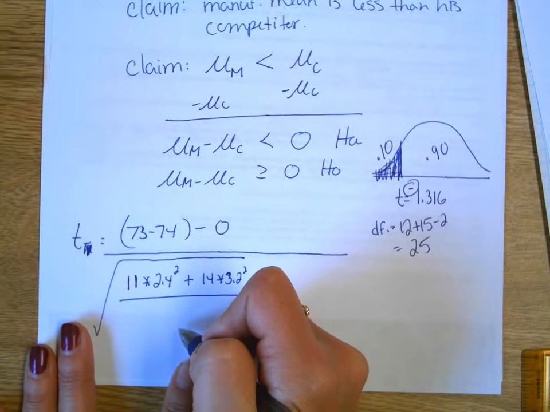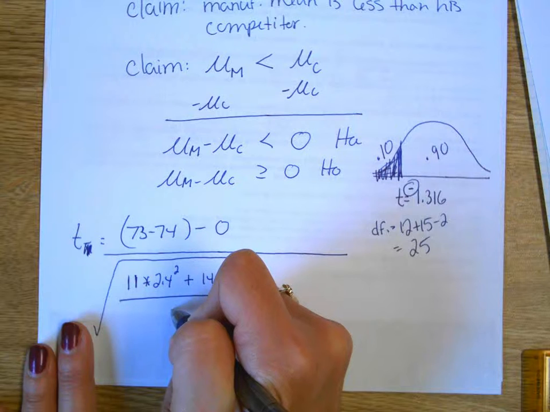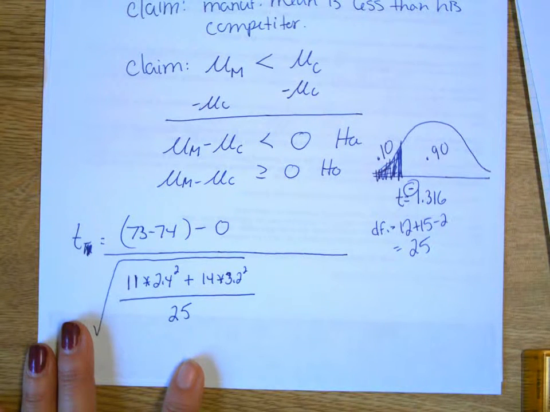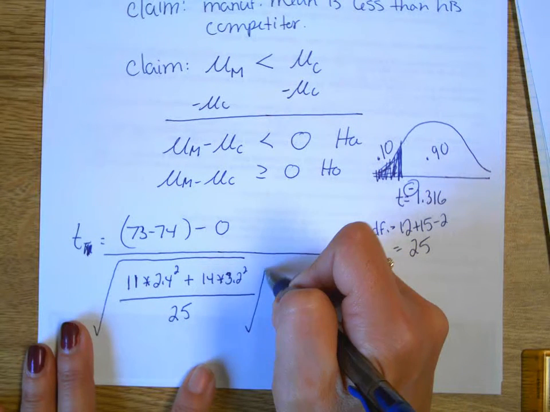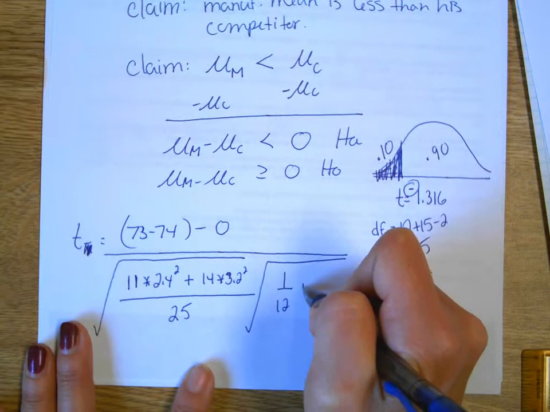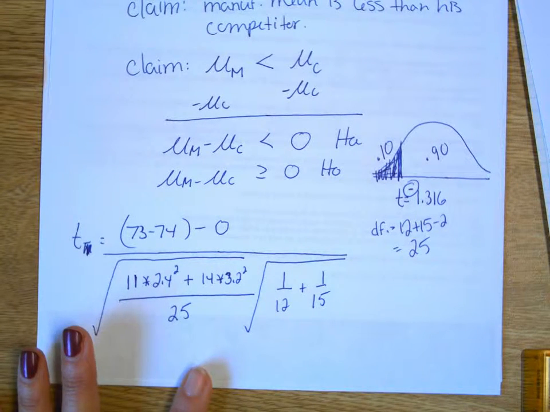And the bottom, we just figured that out, n1 plus n2 minus 2. What did that come out to be? That was our degrees of freedom. That was 25. I'll just stick that in there. And then times another square root here. 1 over 12 plus 1 over 15.